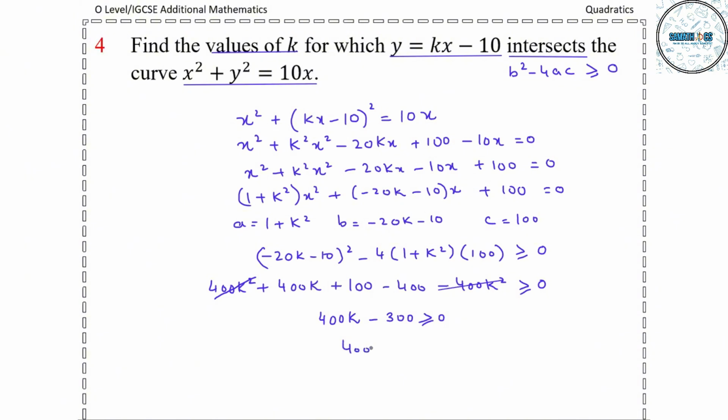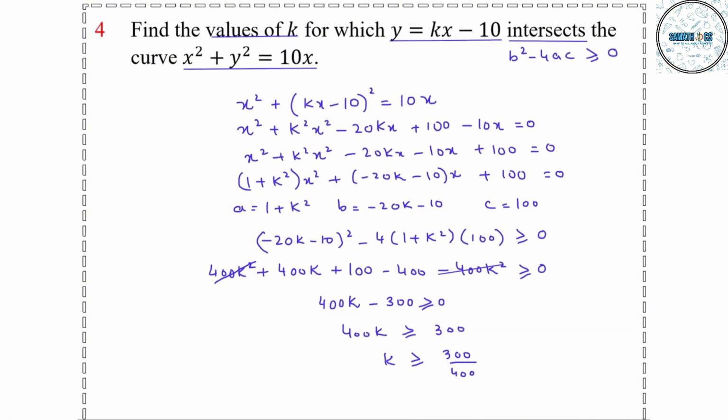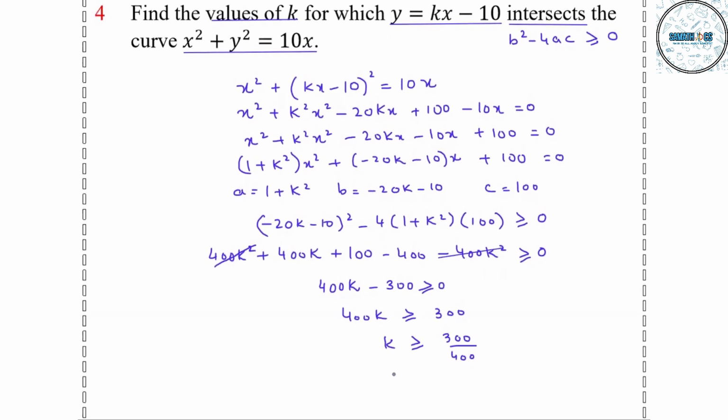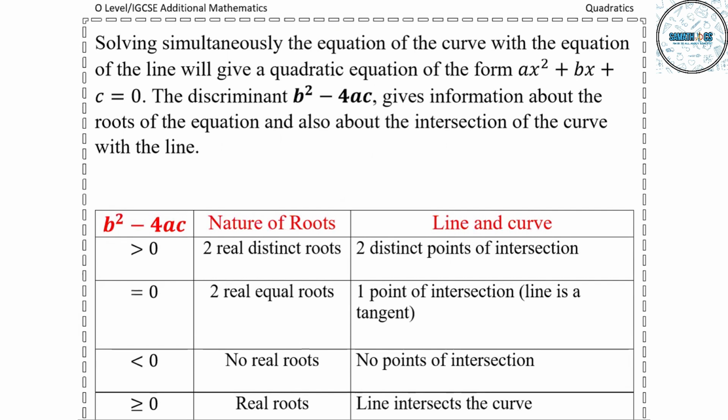So 400k is greater than or equal to 300 and k is greater than or equal to 300 divided by 400. So k is greater than or equal to 3 upon 4 or 0.75.